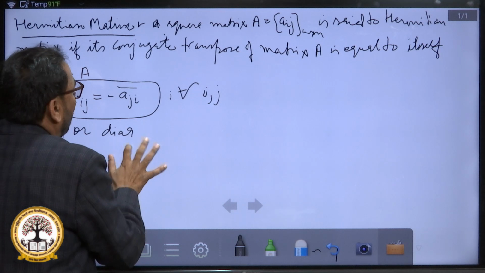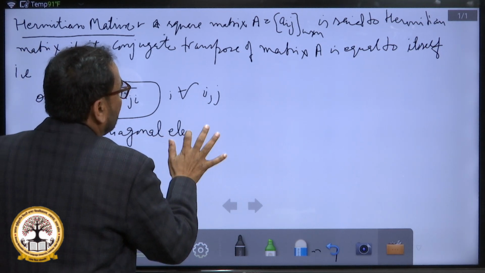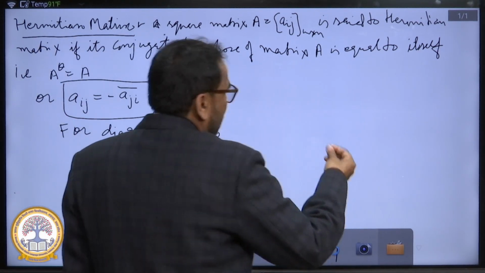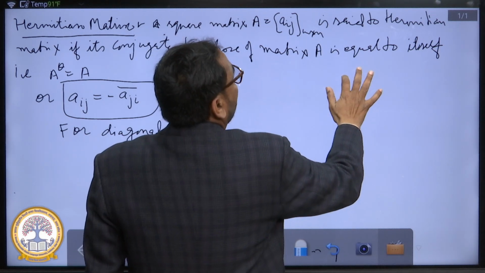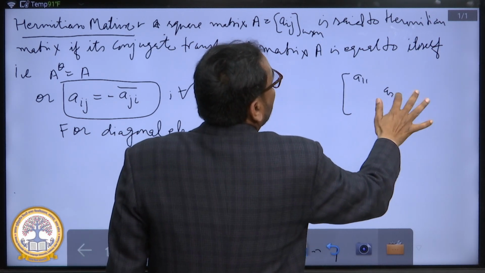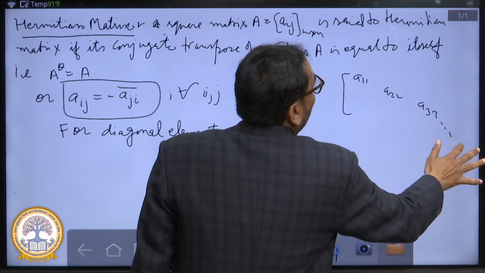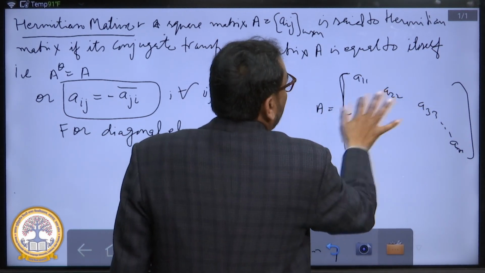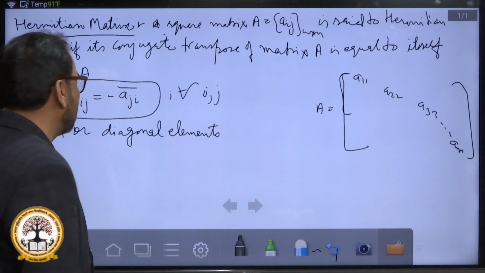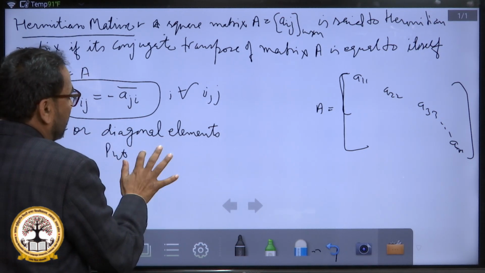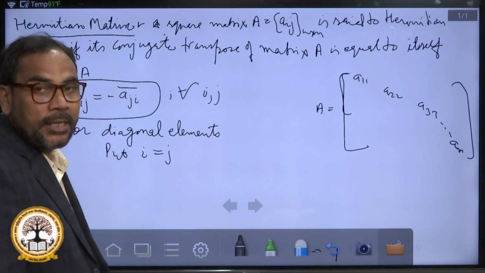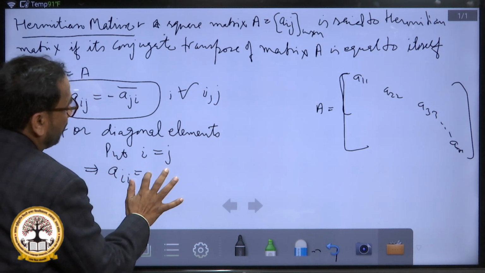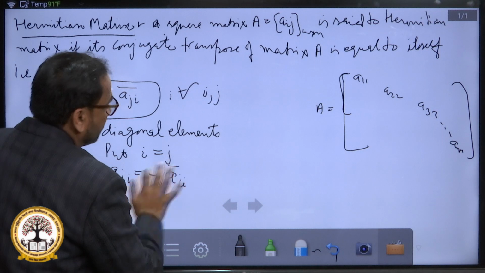You know diagonal elements. Last lecture we discussed diagonal elements A11, A22, A33 and so on. These are the diagonal elements in square matrix A. So for diagonal elements, put i is equal to j. It means that Aii is equal to Aii bar.